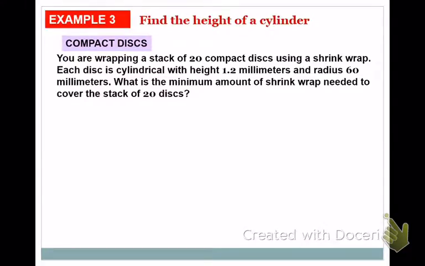Height of a cylinder. All right, to find the height of the cylinder. You're wrapping a stack of 20 CDs using shrink wrap. Each disc is cylindrical with a height of 1.2 millimeters and a radius of 60 millimeters. What is the minimum amount of shrink wrap needed to cover the 20 discs? So they're wanting the surface area of the cylinder.